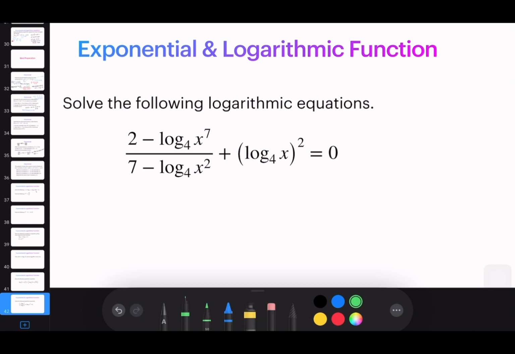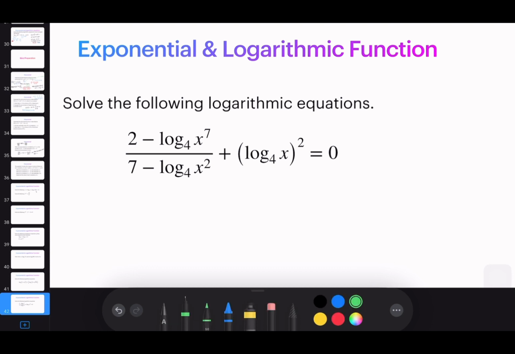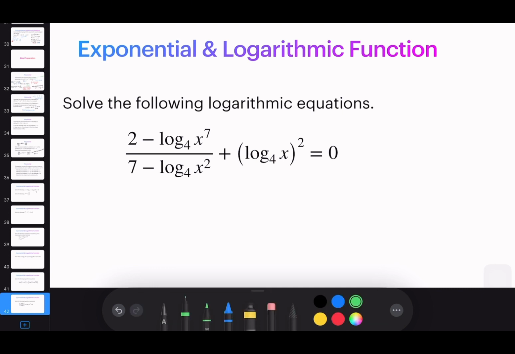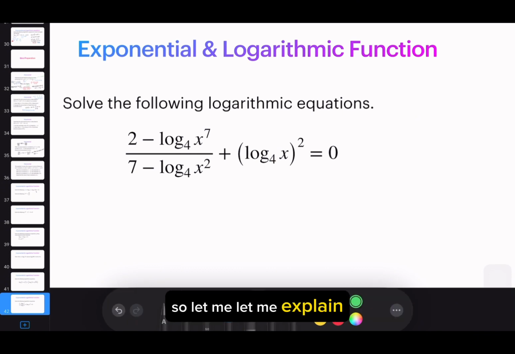Anyone get it? We don't need a calculator. We need, I know, 4 to the power of 7. Okay, yeah. I think we have 3 solutions, right? We have 3 solutions. So what's the first thing we can do? I think once we get it correct, the answer is 2, 4, and 16. How to get that, right? So let me explain.